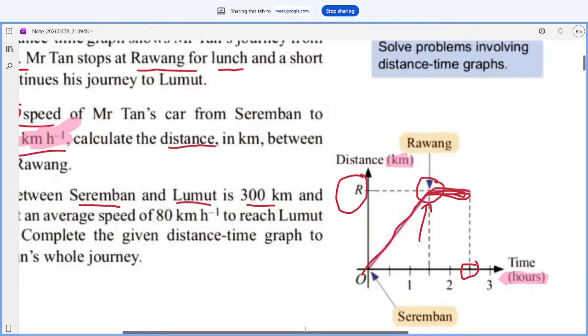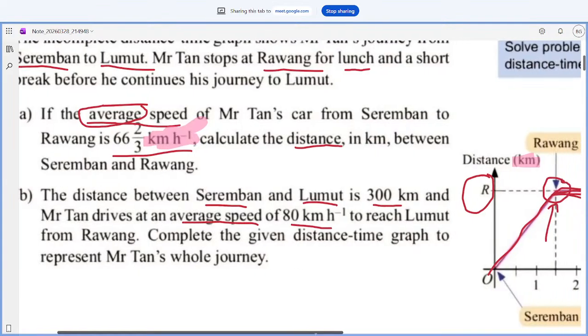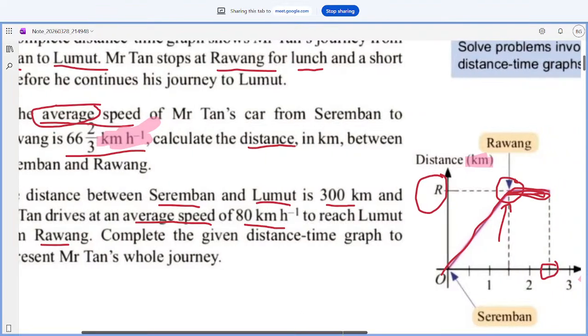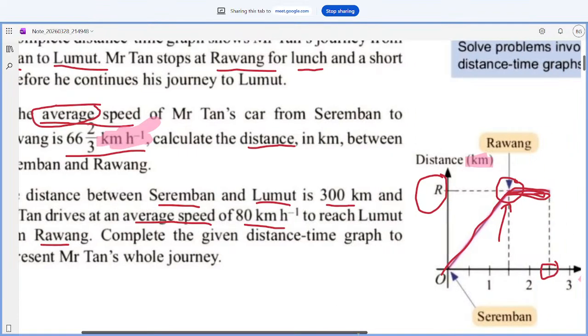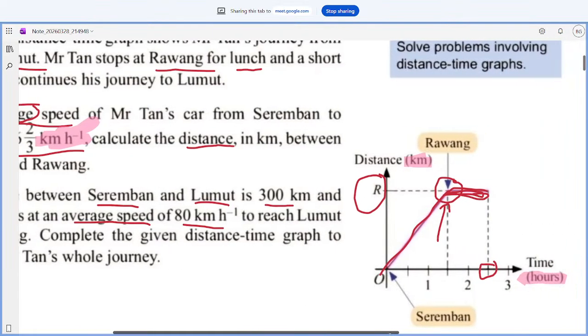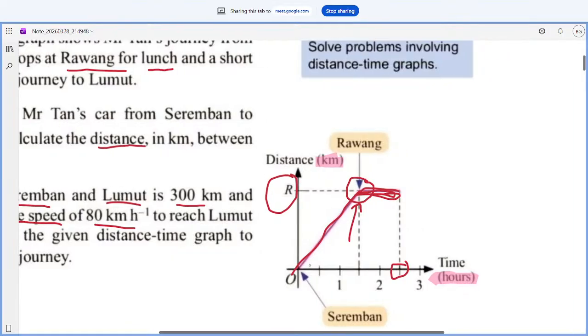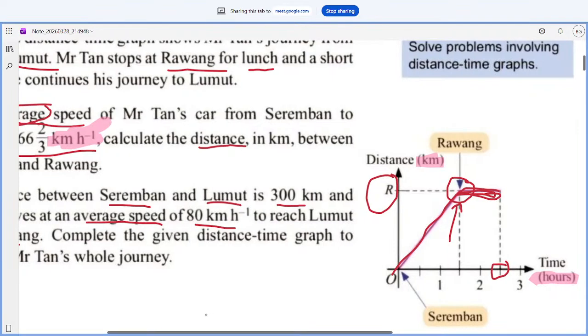They say that he drives at an average speed of 80 kilometers per hour from Rawang. They ask you to complete the distance-time graph. So you have to complete this graph based on all this information. Now he goes from Rawang to Lumut, guys. So how do you think you're going to draw the graph? How will you complete this graph? Who knows? What is the step to complete this graph?